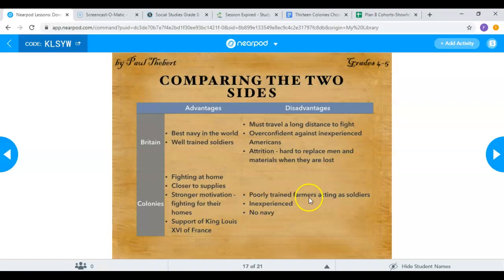Then they had some disadvantages. They were poorly trained farmers acting as soldiers. They were not experienced at all. And, as you will see later, that cost them a lot of lives. And they had no army, so they relied on France's army. So that's important to note.